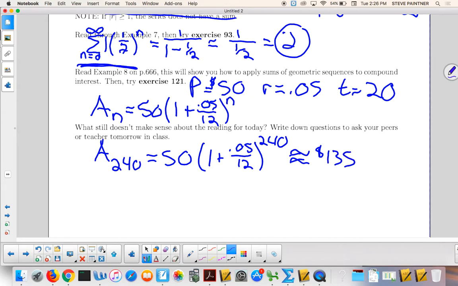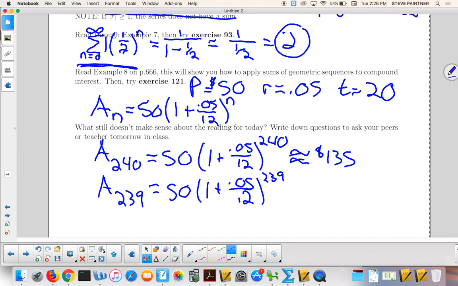The money that got deposited in the second month grew for 239 months. So if I deposited next month and I took it out still in 20 years, it would have only grown for 239 months. And that would have some value. And we're developing a sequence here. You can see, this is the money we deposited in the first month. This is the money we deposited in the second month. What this problem is asking us to find is how much money total do we have after 20 years.